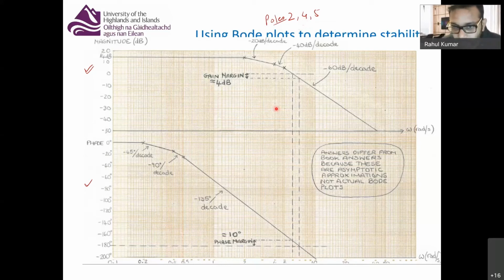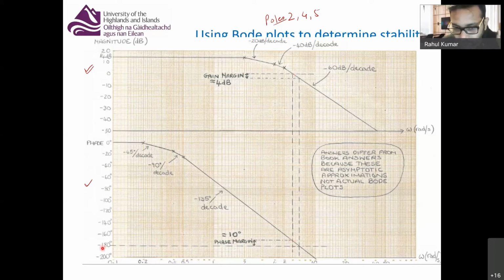Now to find the gain margin, we first look for the 0 dB line. So 0 dB is here. Let's see where it cuts the magnitude plot. So it is cutting the magnitude plot somewhere here. So from this point we go down onto the phase plot, right? And it is cutting the phase plot at this point.